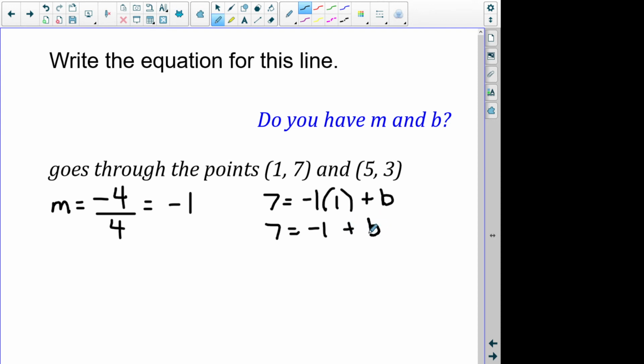And if I add 1 to both sides, I know that b has to be equal to 8. And so now I have my m, now I have my b, and I can write this equation. So y is equal to mx. Now, I've got a -1 here. When I multiply by 1, I usually don't write that. So this would be -1x plus b, and b is 8. So -x plus 8. Okay, so that's a slope of -1.